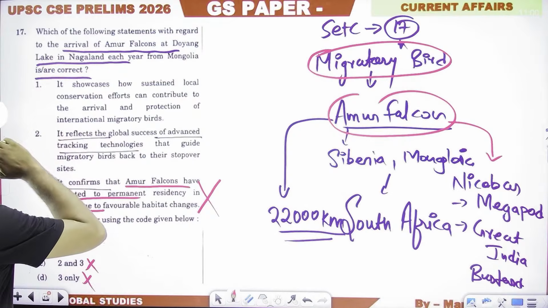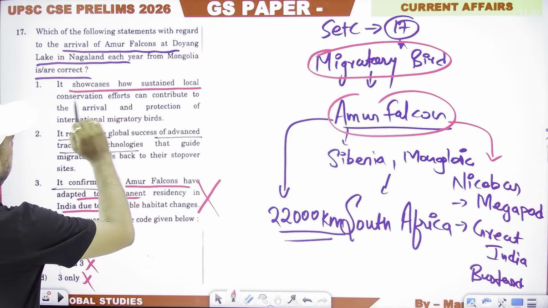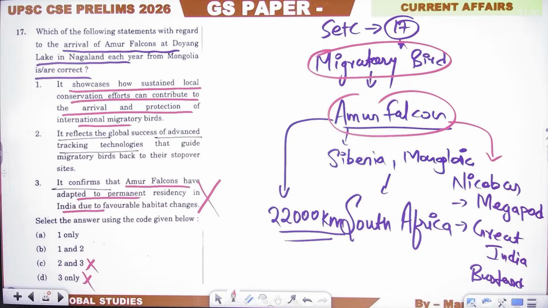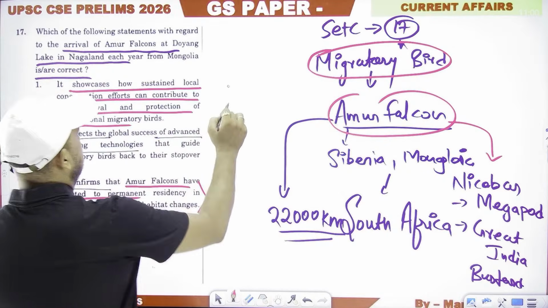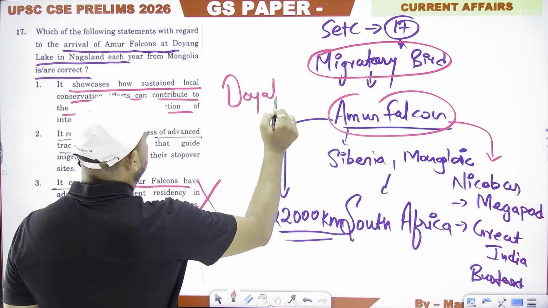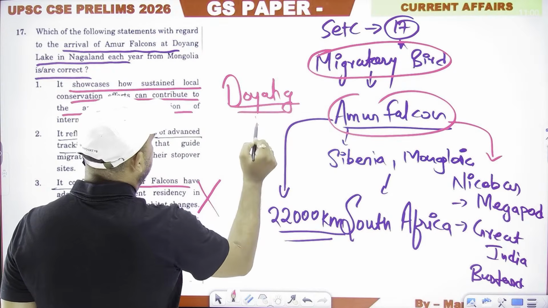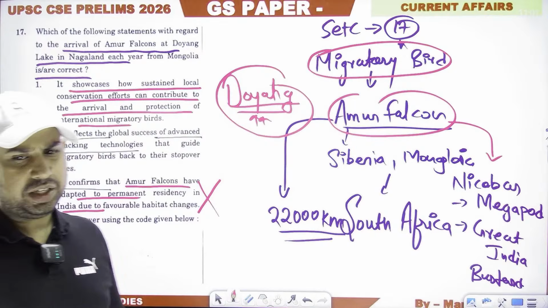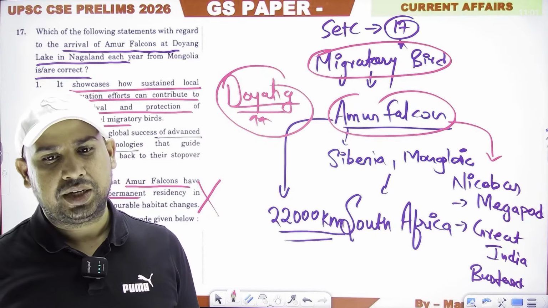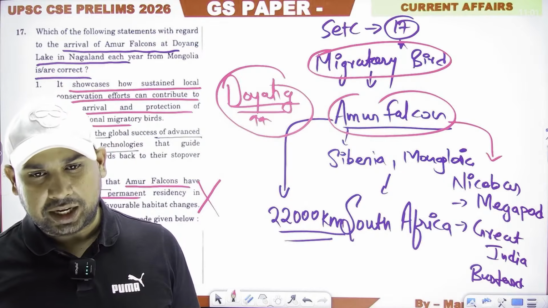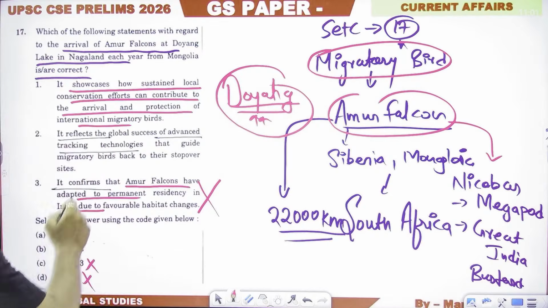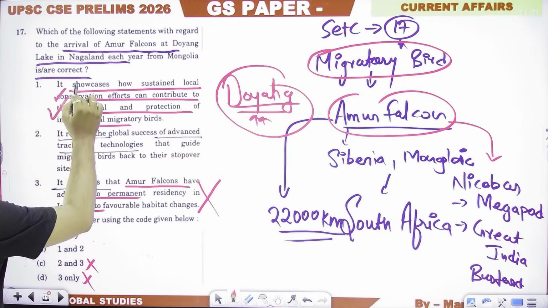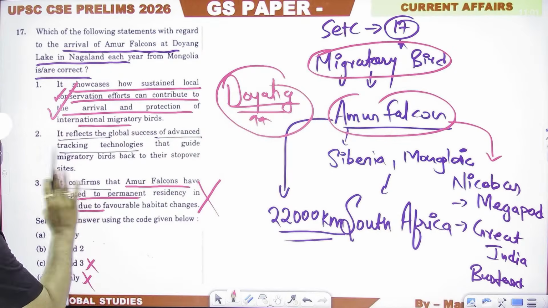In the first statement, they are saying that it showcases how sustained local conservation efforts can contribute to the arrival and protection of international migratory bird. If Doyang Lake is considered as a place where this bird came every year, it means that the local community is doing a lot of things. They are conserving the wetlands there. That's why these birds usually attracted to this place. So it showcases how sustained local conservation efforts can contribute to the arrival and protection of the international migratory birds. It means that first statement is correct.